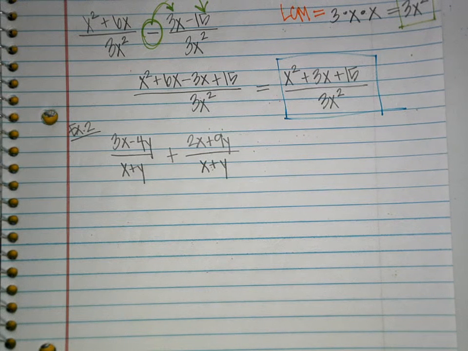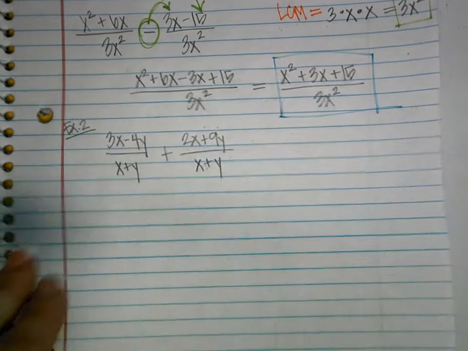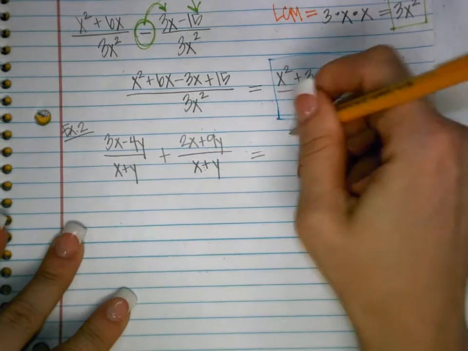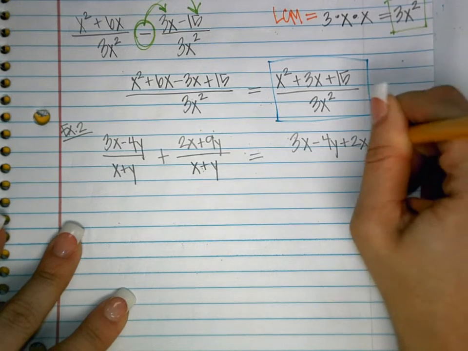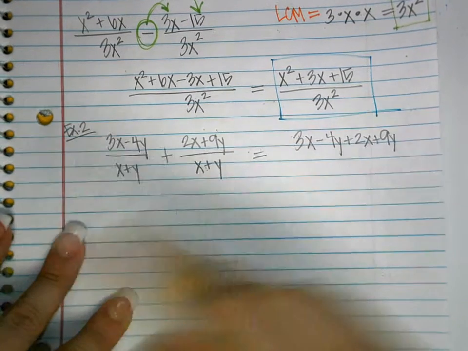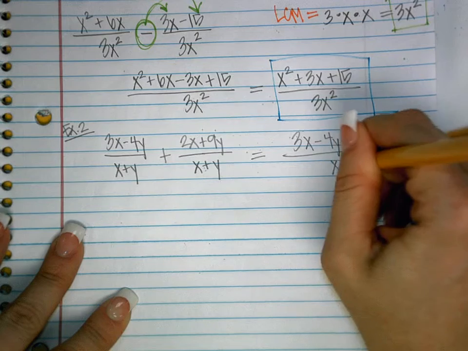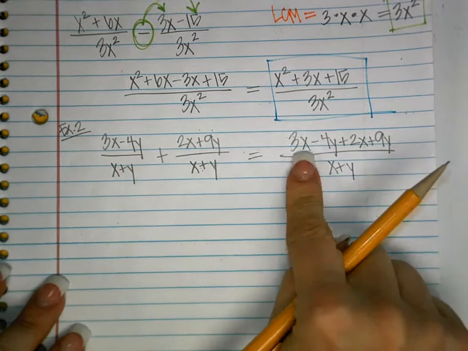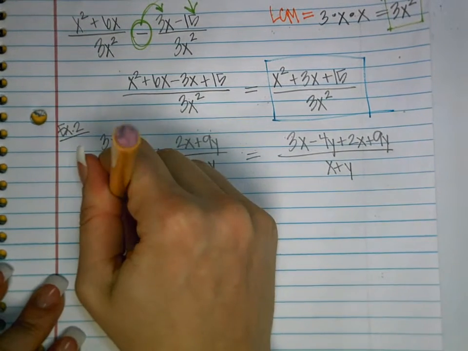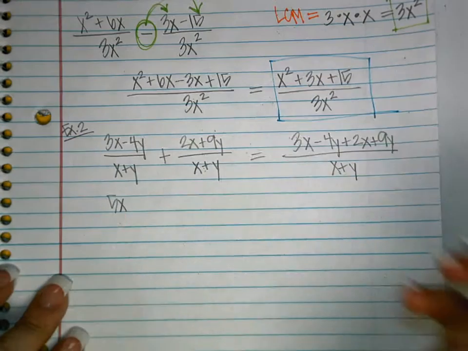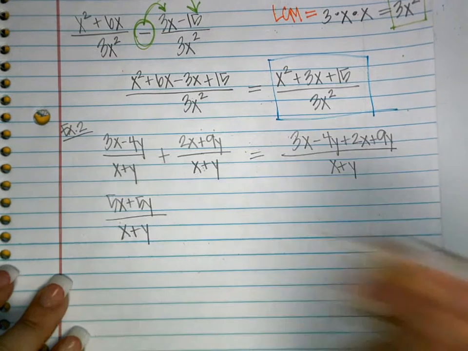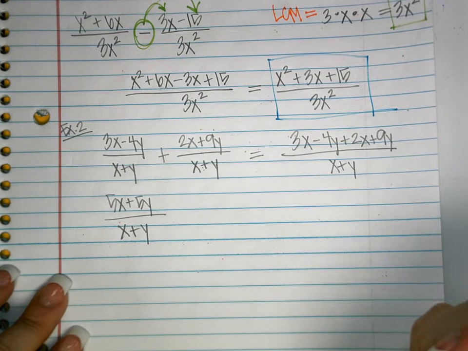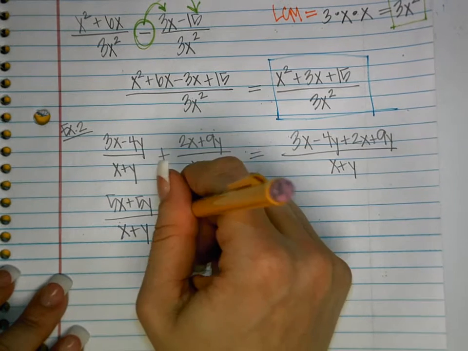Since you have a common denominator, we're going to combine everything all over one big fraction. So 3x minus 4y plus 2x plus 9y, and there was nothing to distribute, so nothing changes, all over x plus y. Then combine like terms. So 3x plus 2x gives you 5x. Negative 4y, positive 9y gives you plus 5y over x plus y. Now what do you think I can do? Reduce. But before I can reduce, what do I have to do?